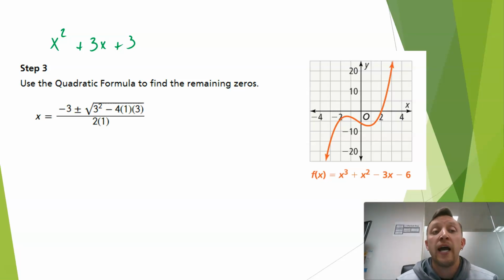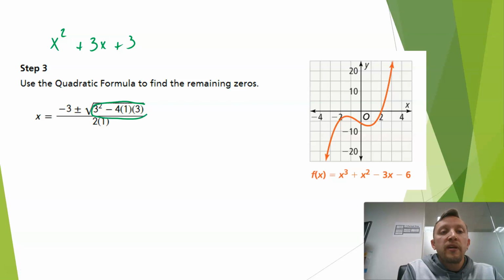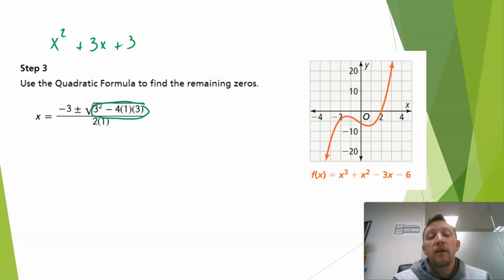Remember the quadratic formula: we do the opposite of b, so the opposite of 3 is negative 3, plus or minus the square root of b squared, or 3 squared, which is 9, minus 4 times a, which is 1, times c, which is 3. All of that is under the radical, and we divide it by 2 times 1, or just 2. Let me go back a step to the discriminant. Remember we learned about the discriminant last chapter? The discriminant is just the piece under the radical. 3 squared is 9, then 4 times 1 times 3 is 12, so we have 9 minus 12, which is negative 3.